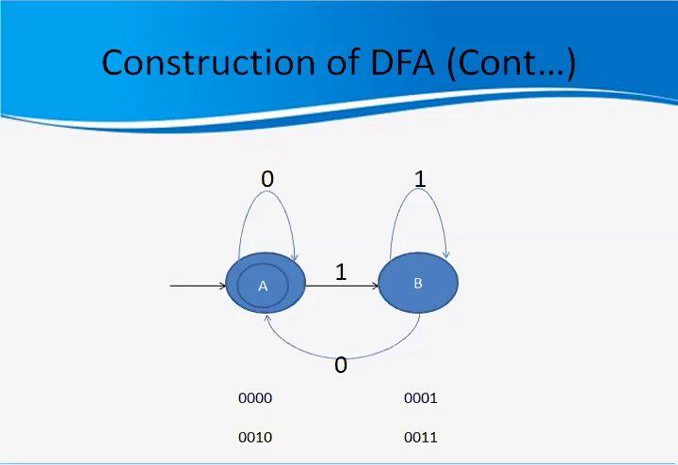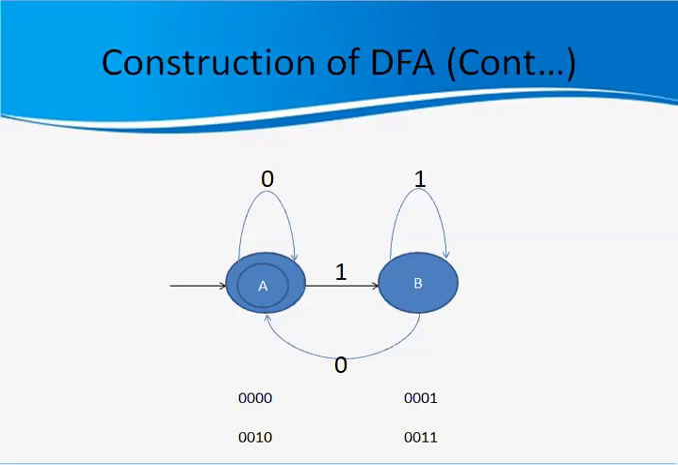Now we can cross check using the third input string, that is 0010. So now on input 0 from state A, the next state will be A. On second 0, our next state will be A. On input 1, our next state will be B. On input 0, our next state will be A. So our next state will be A, and A is a final state. So this string will be accepted.